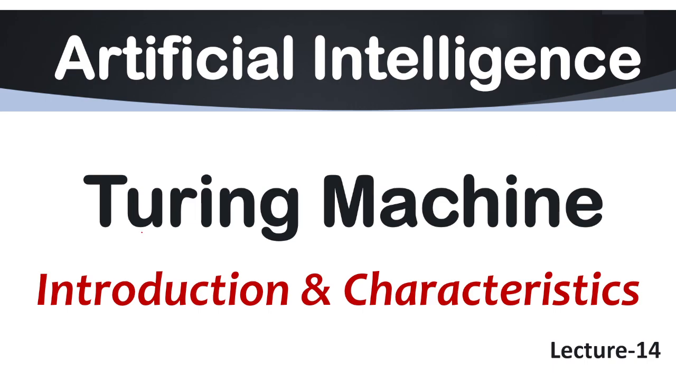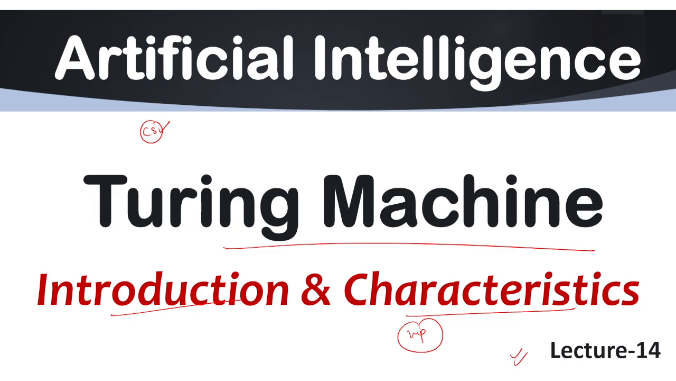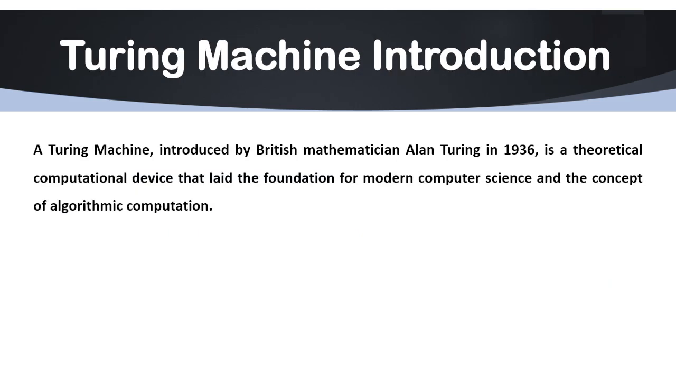So today we are going to discuss artificial intelligence Turing machine, that is a very important topic for all computer science students. In this video we will cover the introduction to Turing machine as well as its important characteristics. So now let's just start this session. So at first you should know the developer of Turing machine. So it was introduced by a British mathematician named Alan Turing in 1936.